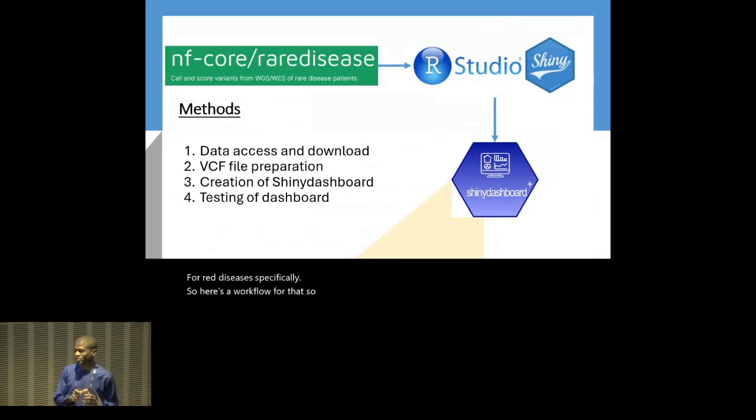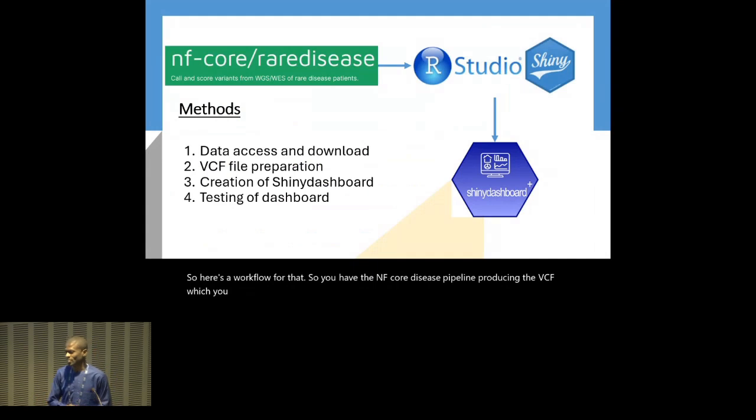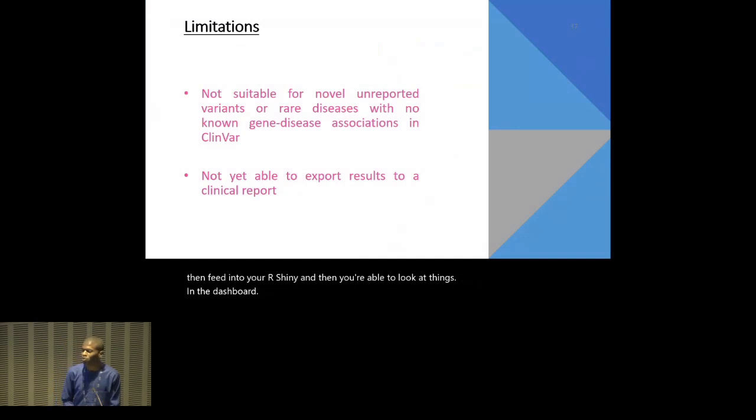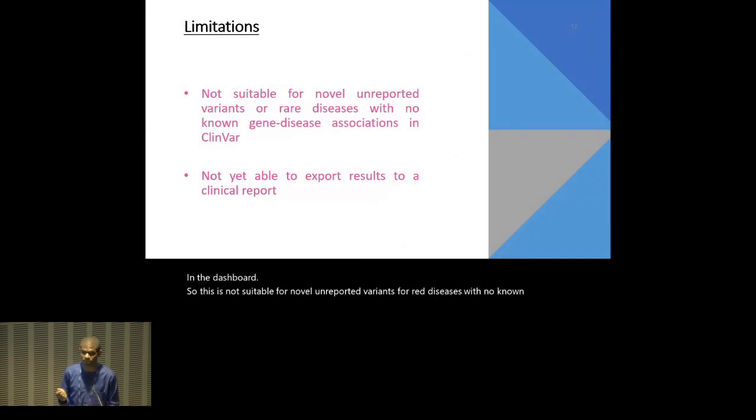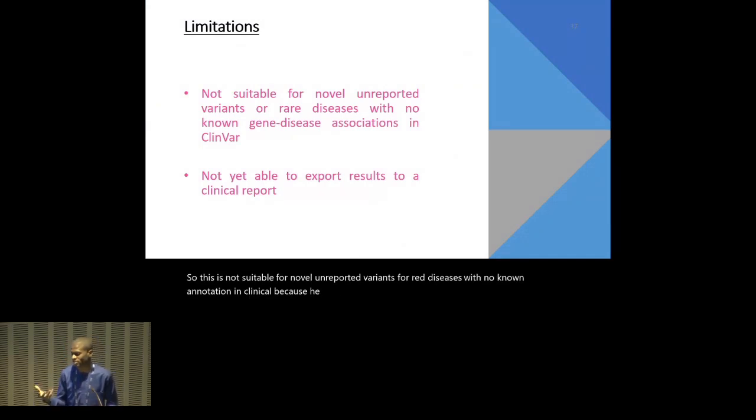So you have the nf-core rare disease pipeline producing the VCF, which you then feed into your R Shiny, and then you're able to look at things in the dashboard. So this is not suitable for novel unreported variants for rare diseases with no known annotation in ClinVar, because it uses ClinVar basically as its source of truth. And not yet able to export results to a clinical report. We're still working on that.